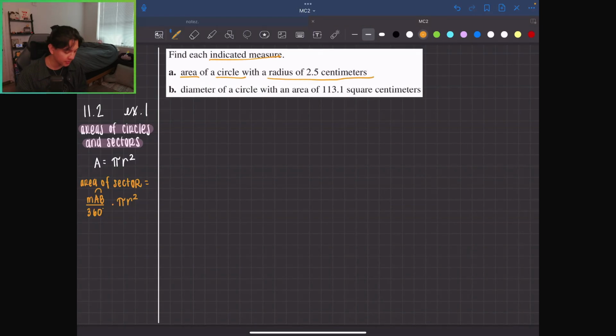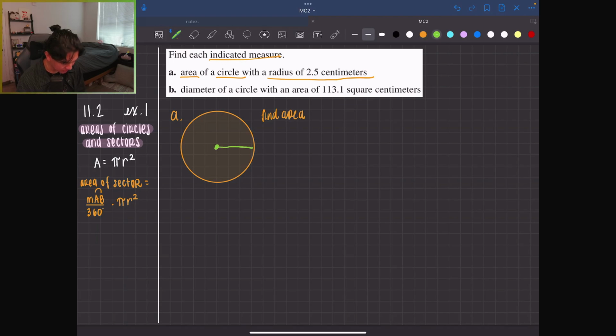All right, so the first thing I'm going to do is draw out a circle for A here. So we have a circle, and we want to find the area. It is given that we have a radius, so from the center to the edge of a circle, a radius of 2.5 centimeters.